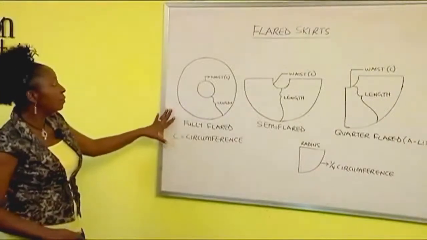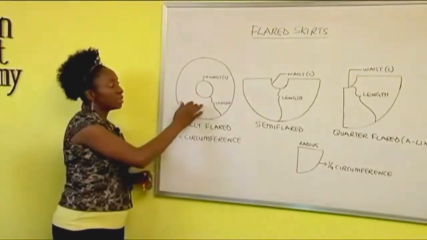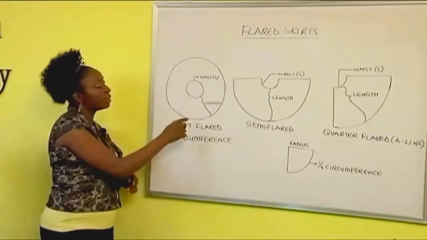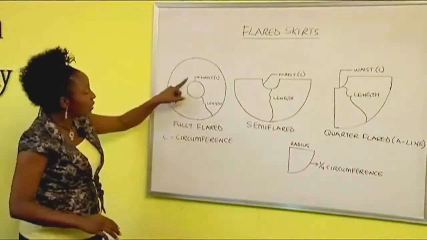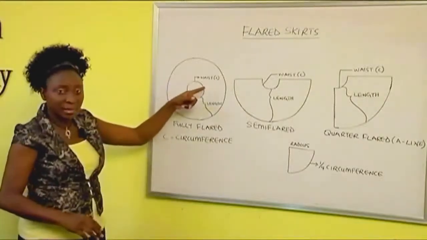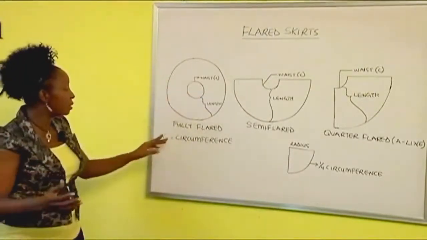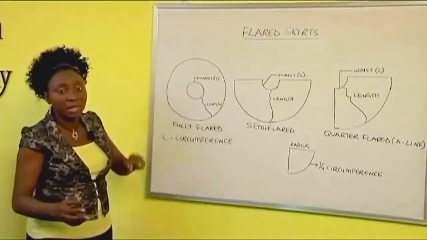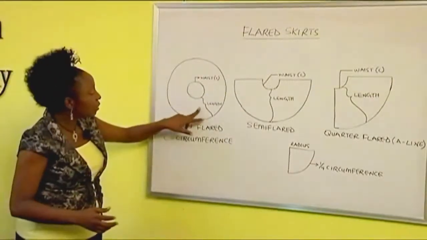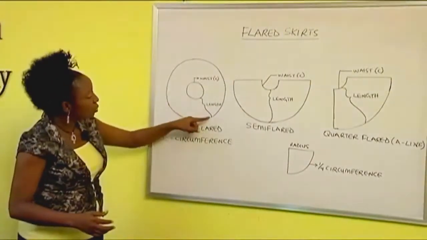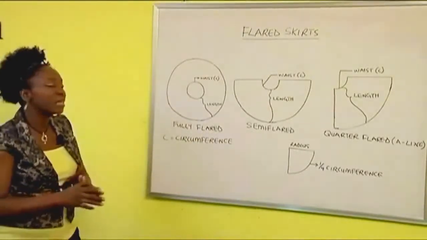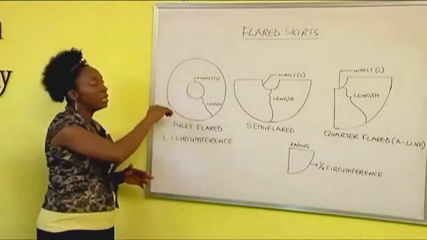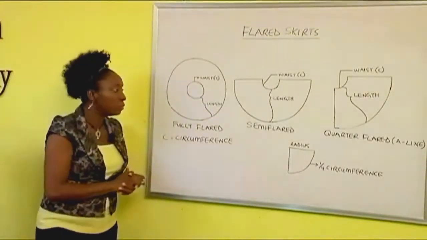As you can see, it's made up of two circles. That means you can see an inner circle and an outer circle. And now what I have done is to show you that this inner circle represents the waist, which mathematically is called the circumference. That's what the C is for. Then the length is here, in between the two circles. Now the fully flared skirt is made up totally out of a full circle and having an internal circle.